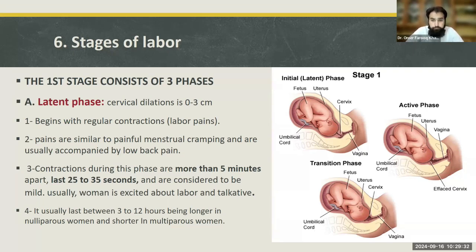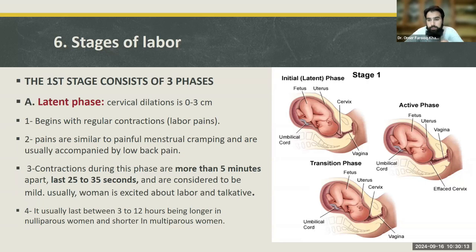She may experience mild contractions, mild lower back pain, and mild abdominal cramps, just like menstrual cramps, for even 24 to 36 hours. But it is much less in multiparous women. So in stage one, the fetus starts to put pressure on the cervix, and then in the active phase, the cervix starts to get effaced and thinned out. Its thickness decreases, and it starts to move away, and it starts to open up.